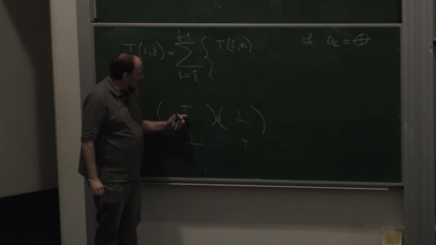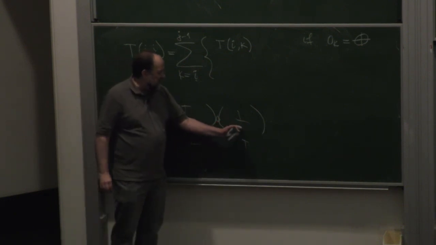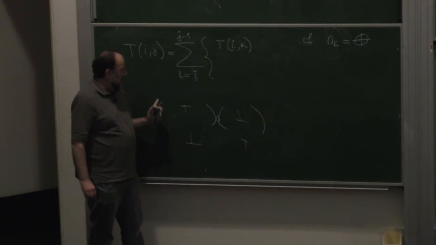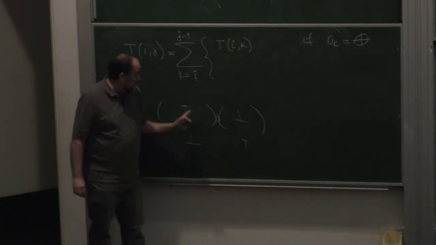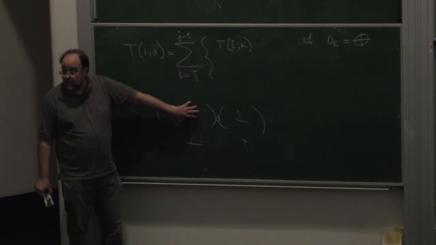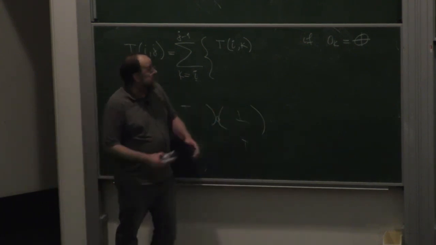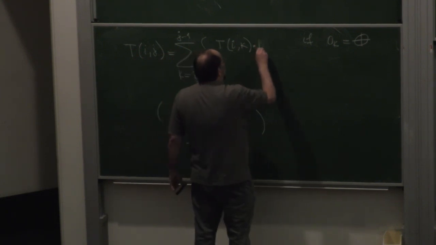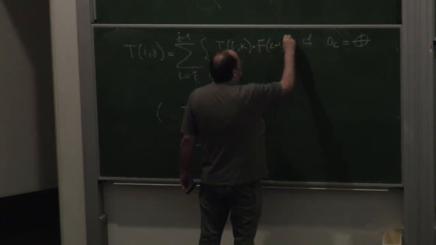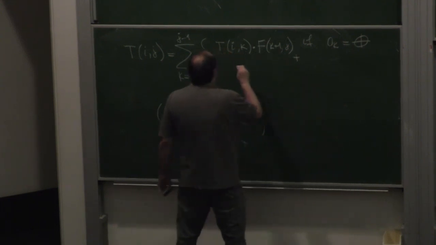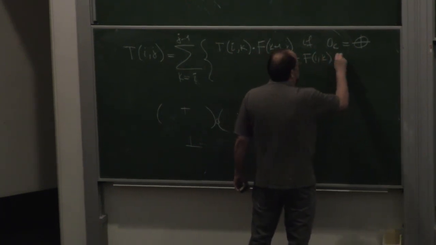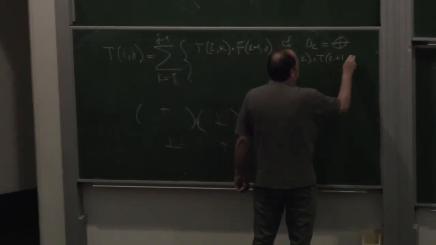Now, if I know how many ways this can be true and how many ways this can be false, what do I have to do with the values to get the total number of ways for this to be true under this assumption? Multiplied. Very good, because you can independently make this true and independently make this false. So you multiply it with false of k plus 1 to j, plus false of I to k times true of k plus 1 to j.